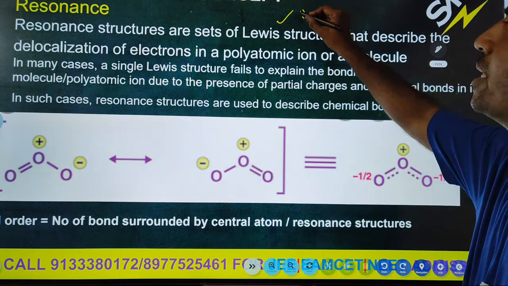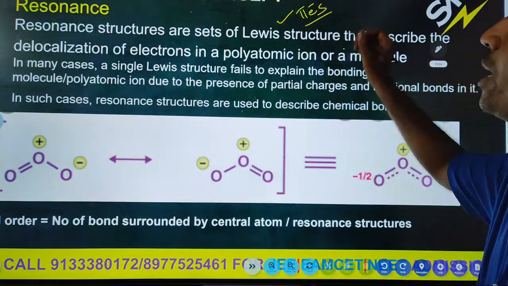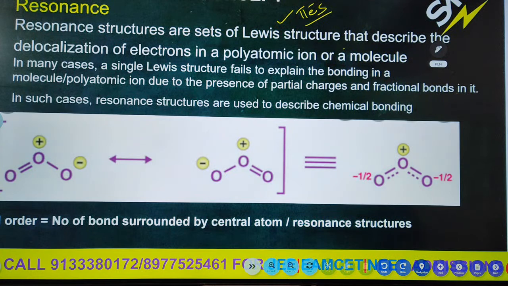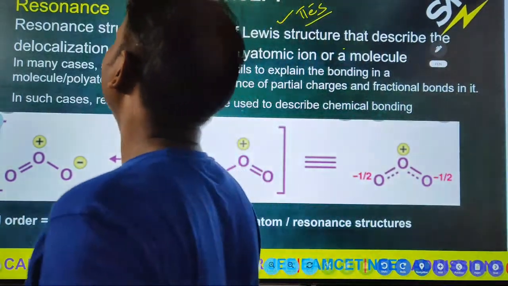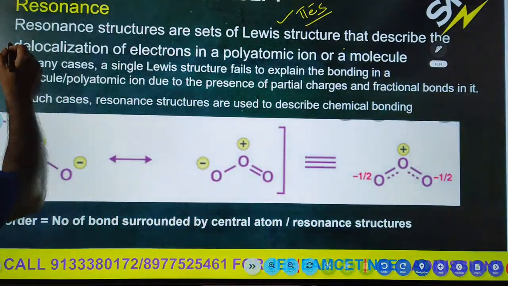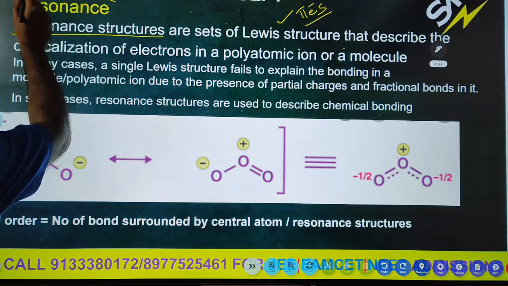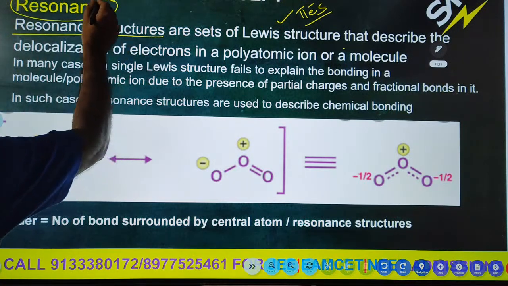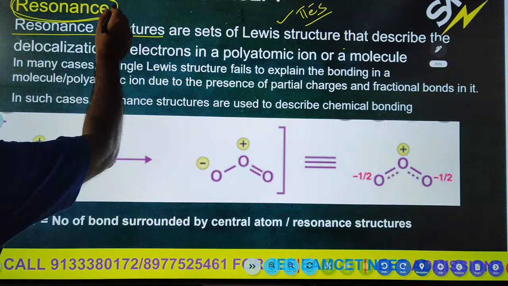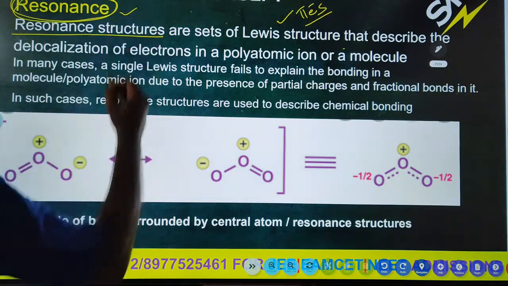In Lewis structures, if a pi bond is there, the pi electrons delocalize. Due to the delocalization of the pi electrons, we get different structures. Such structures are called resonance structures. Now it is clear about resonance structures. When a molecule shows resonance structures, that phenomenon is known as resonance.